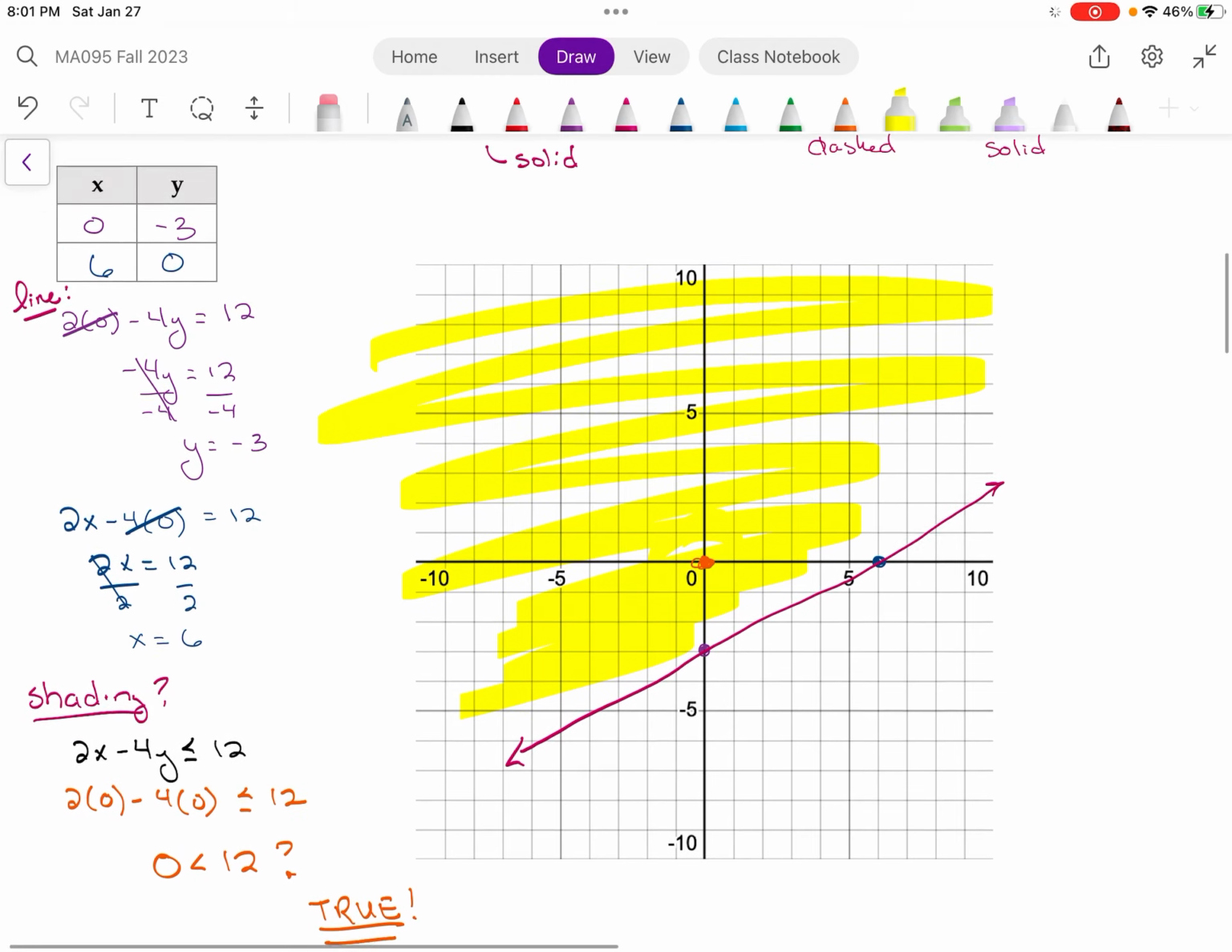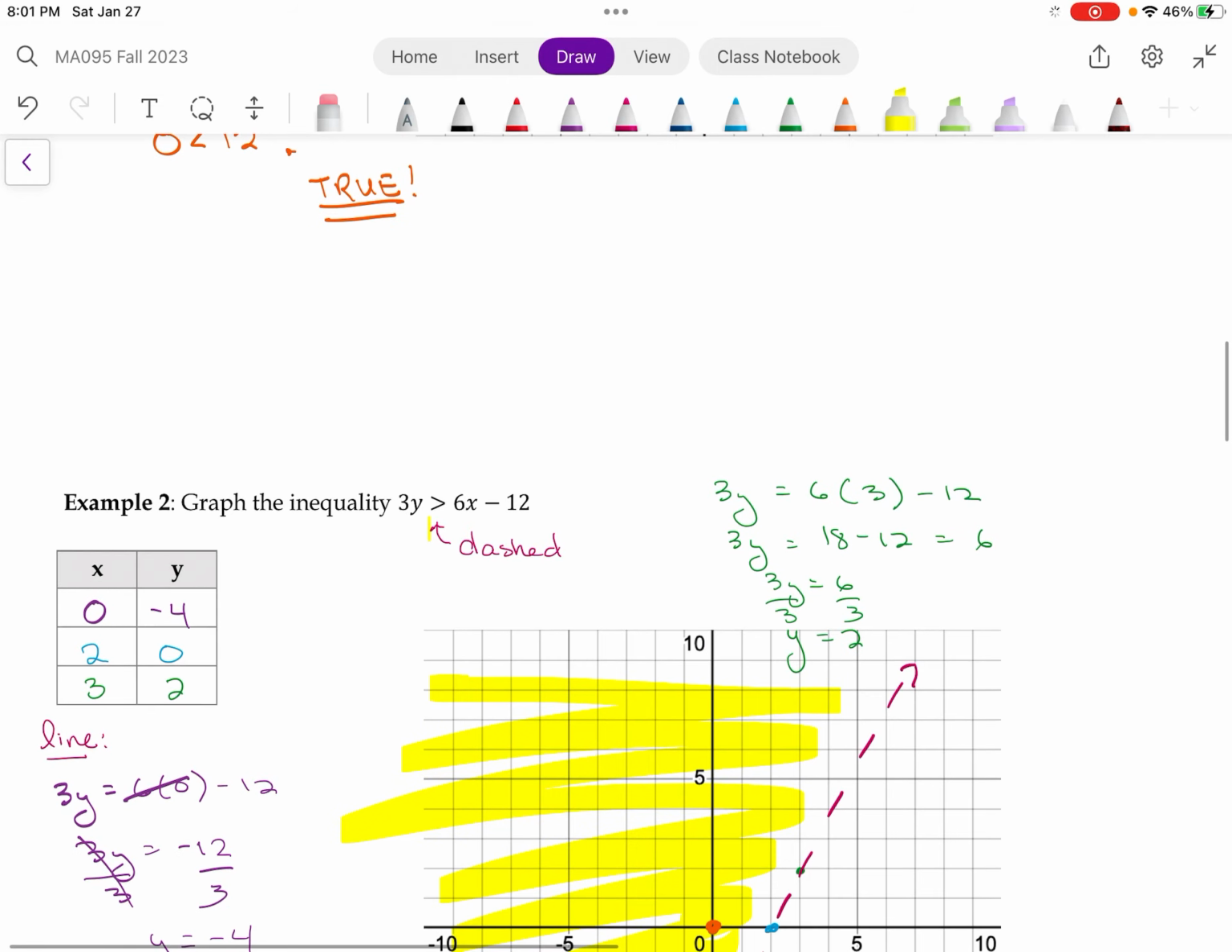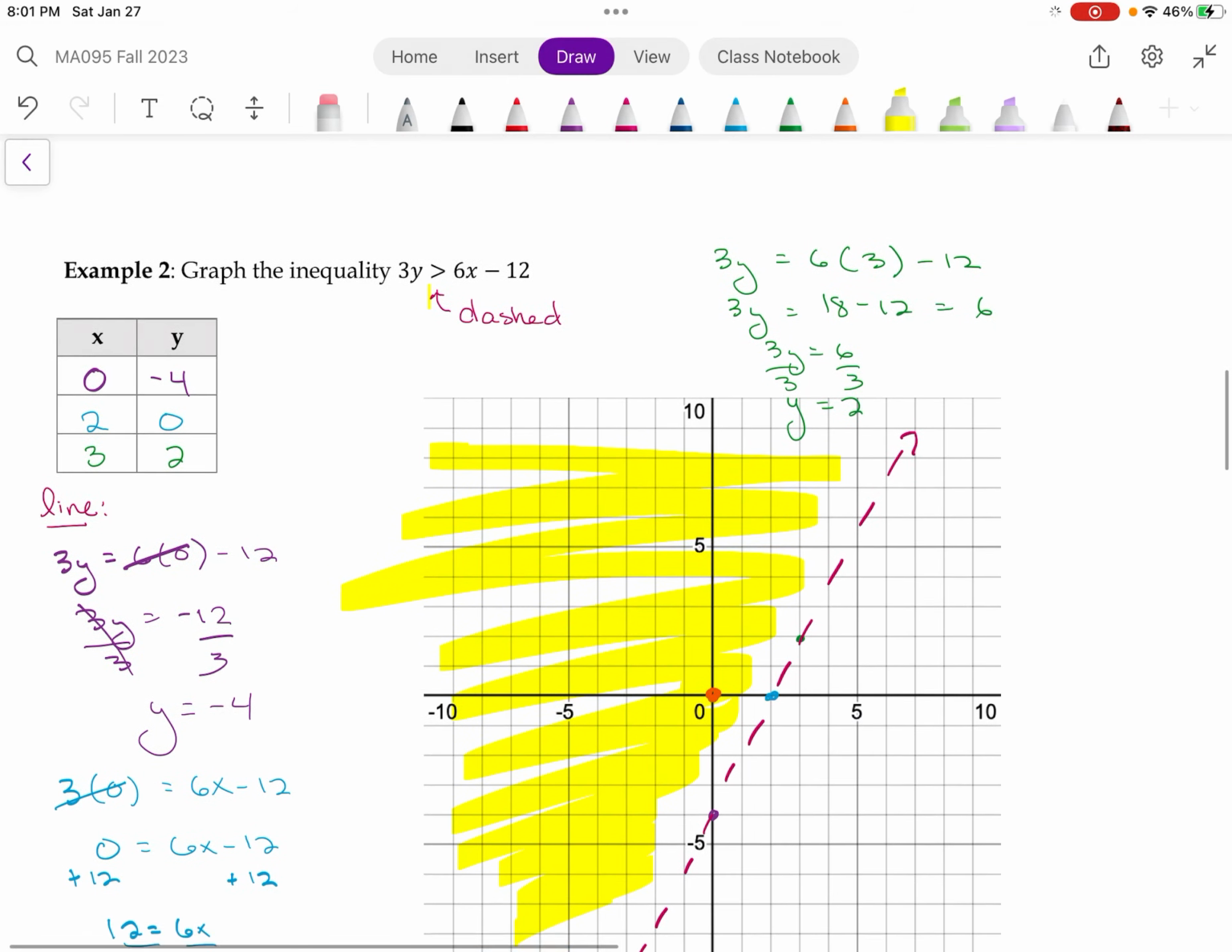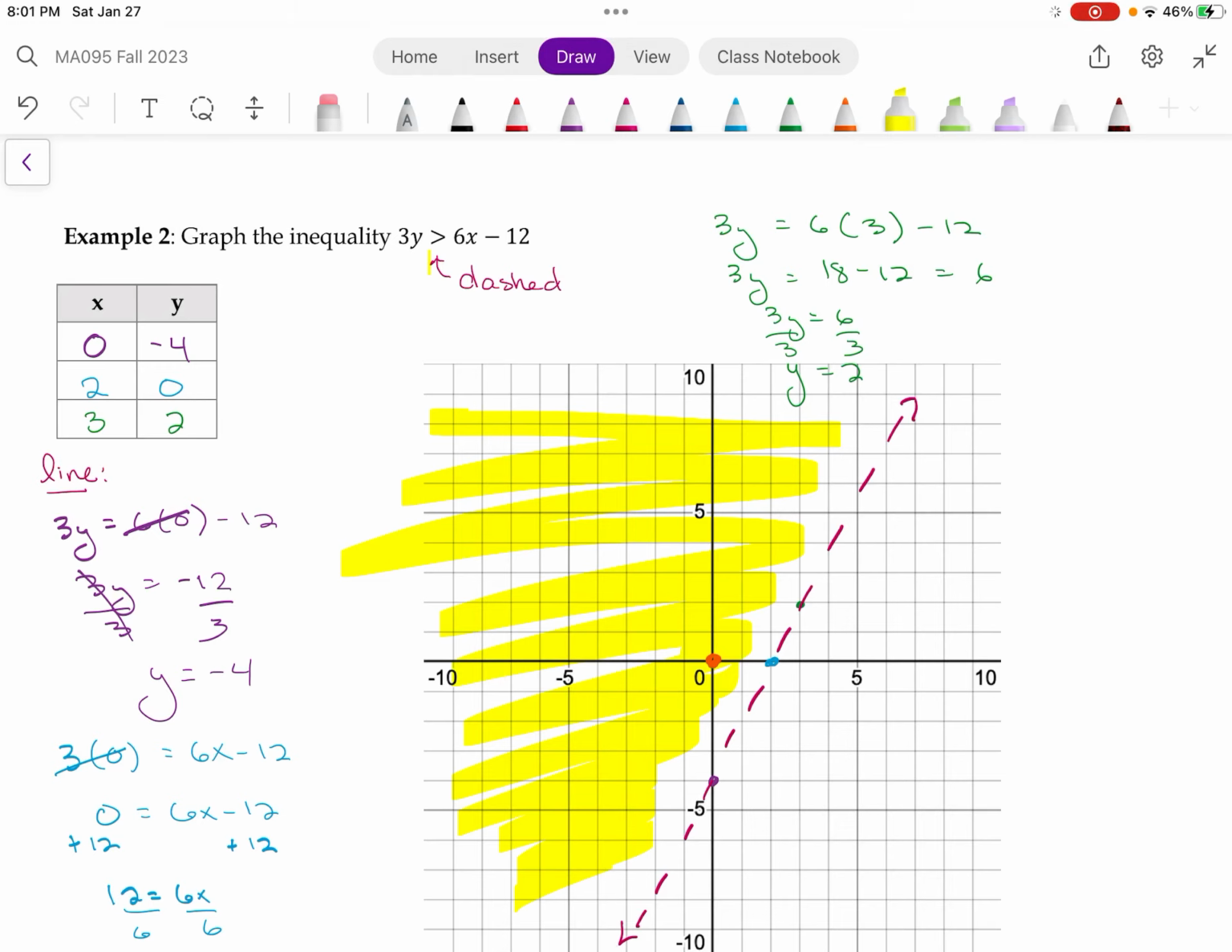It's above. Okay, so don't just go with the sign, because it depends on the equation. Sometimes it's going to be above and sometimes it's going to be below.